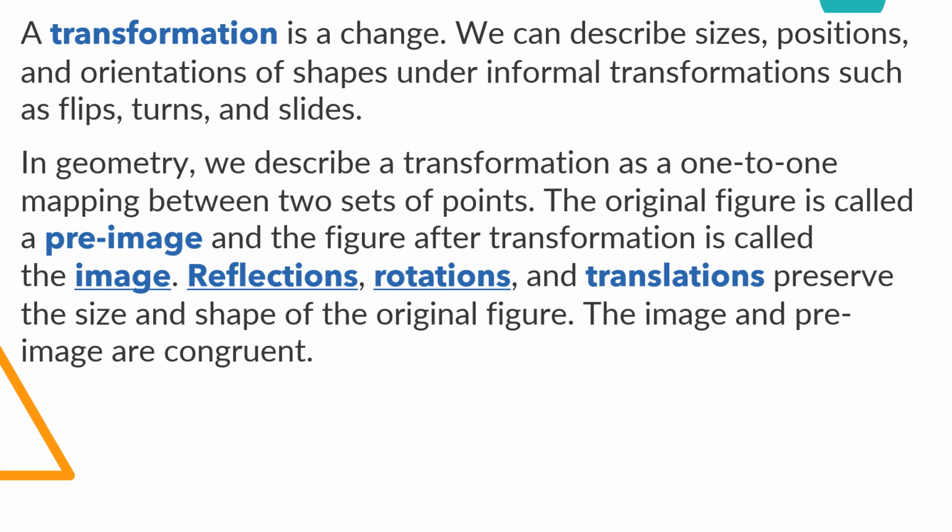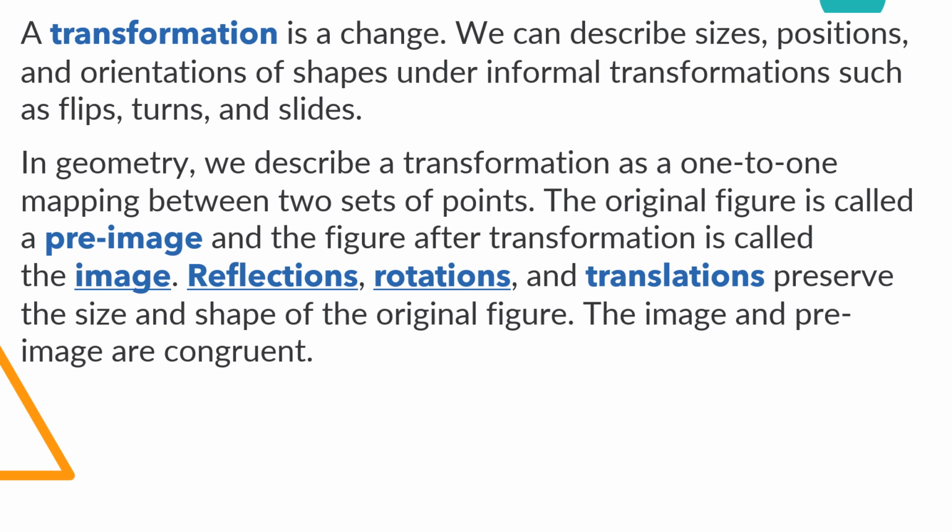We describe a transformation as a one-to-one mapping between two sets of points. So with our translations, you can take one line and match it up with a point in your original image and then slide that direction and distance to another point in the final image. We have specific names for the original image, which is called a pre-image, and then the figure after the transformation is called the image. Reflections, rotations, and translations preserve the size and shape of the original figure.